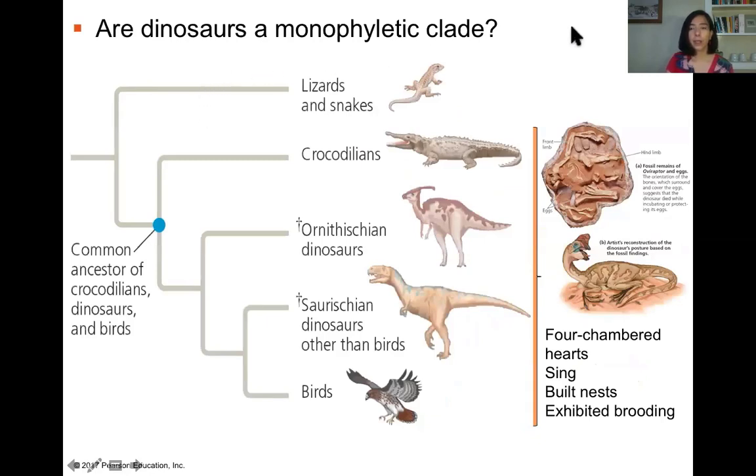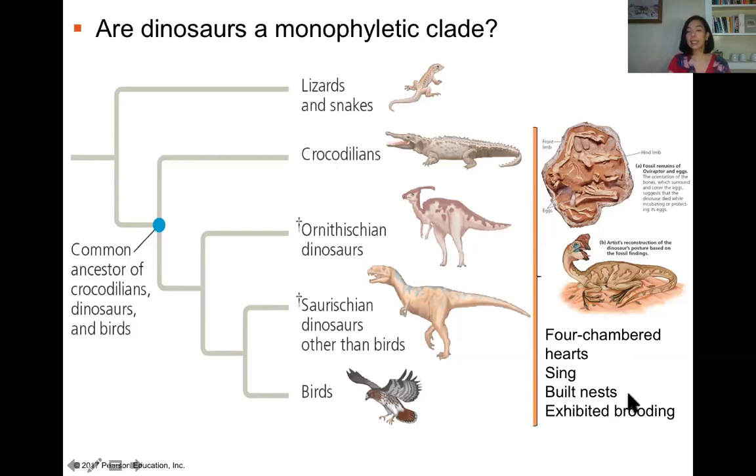Now, this is a phylogeny that includes the crocodilians and dinosaurs, as most people call these dinosaurs. That means excluding the birds, and we will have here the birds. So the common ancestor of these four lineages is right here. All of these species have these common shared traits, and that's the four-chamber heart. They are or were able to sing or emit some types of sounds as a singing.